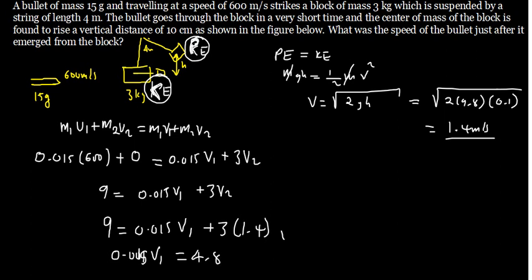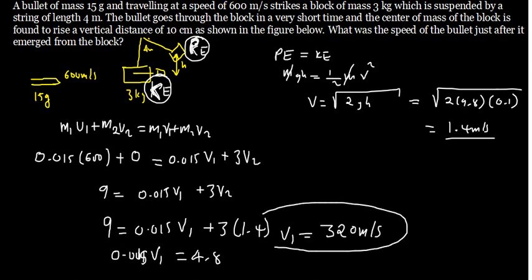So to remain with v1, the velocity with which the bullet is going to emerge, that is going to be 4.8 divided by 0.015. That is going to be 320 meters per second. So this is the speed at which it emerges, and as you can see it is smaller than the speed with which it was coming, because by penetrating through this block the speed would have been reduced.